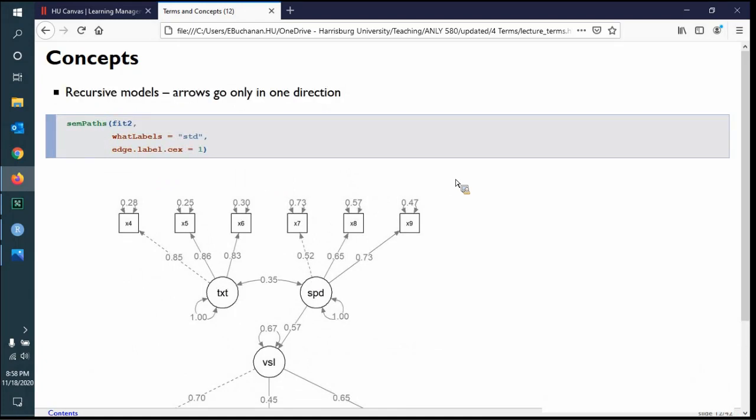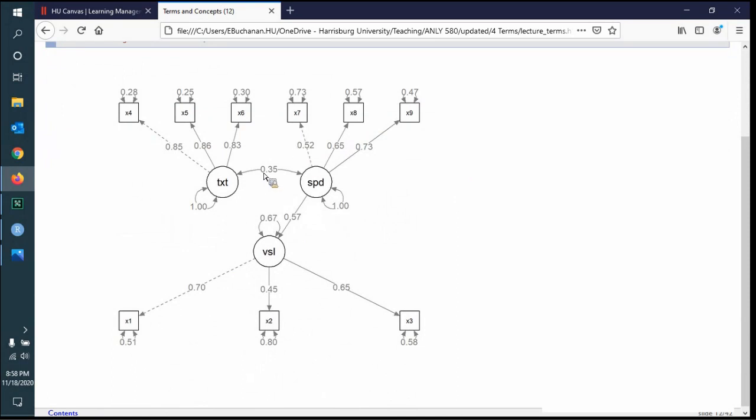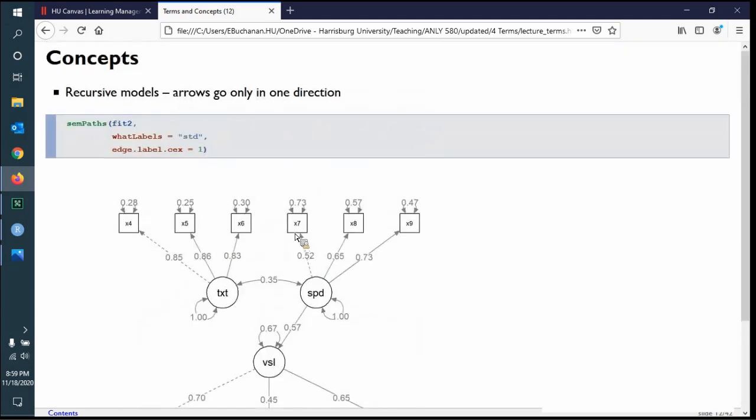So with our full models, latent models, we can have models that are recursive, so the arrows only go in one direction. What that means is, at the fully structural level, the arrows only go out, they don't ever circle back. I find this incredibly confusing because the word recursive to me means repeating, right? So you would think that it means going backwards, but in this sense, it only tumbles forwards.